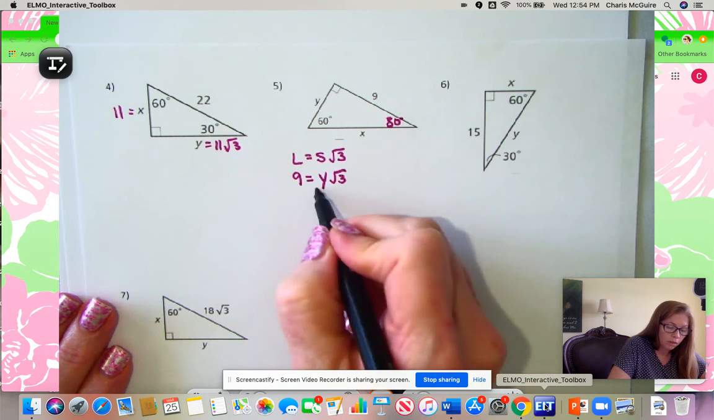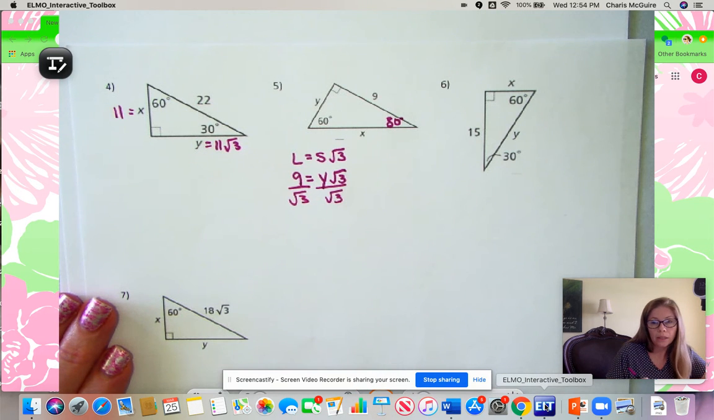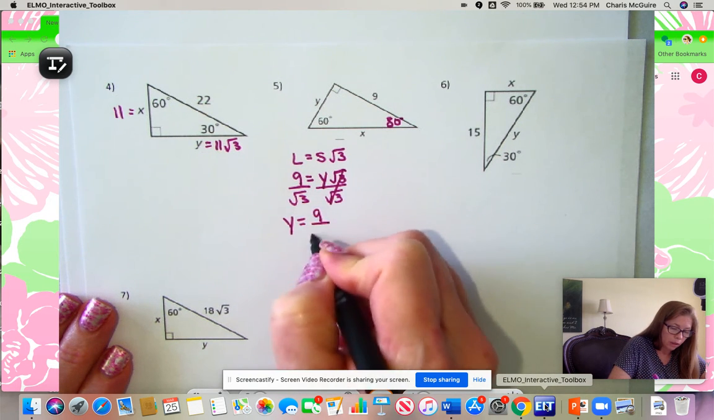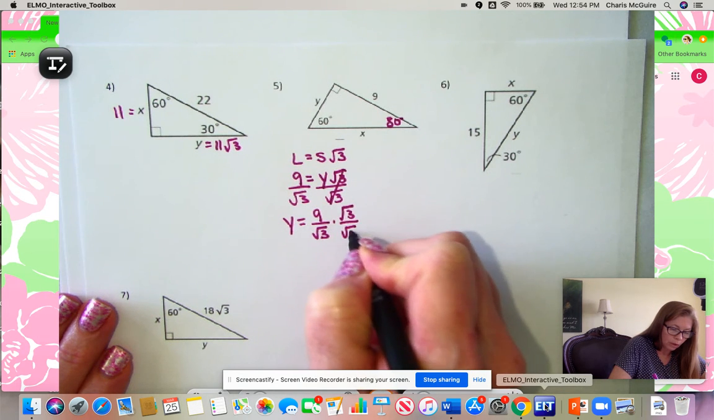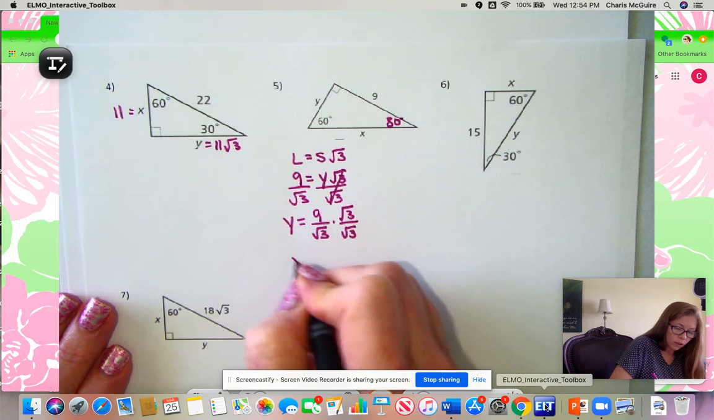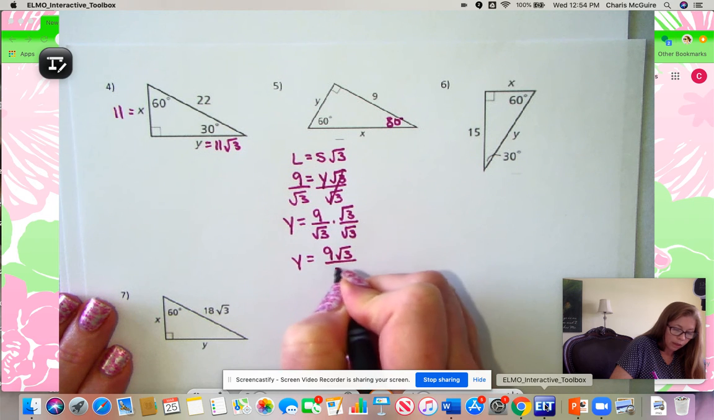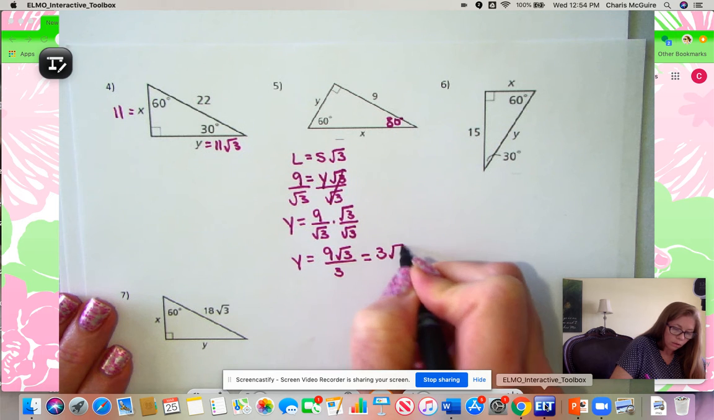All right, so we're going to divide by the square root of 3. And really, you guys should be getting really good at this by now because it's not that it's hard. It's just that we need to stop and rationalize the denominator. So our y value is 9 divided by the square root of 3. We're going to multiply that by 1 in the form of square root of 3 over square root of 3. So our answer for y is 9 square root of 3 divided by 3, which will reduce to 3 square root of 3.